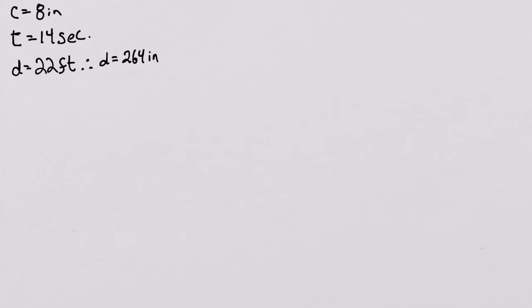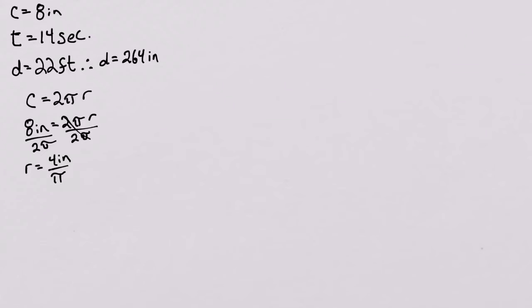One thing that we know we're going to need is the radius of the circle, and if we know the circumference, we can actually calculate our radius, because circumference equals 2 pi r. If we know circumference and we're looking for r, we just substitute things in. So our circumference is 8 inches. That has to equal 2 pi r. Divide both sides by 2 pi. And that's going to give us a radius of 4 inches divided by pi. I'll go ahead and simplify this later on in the process.